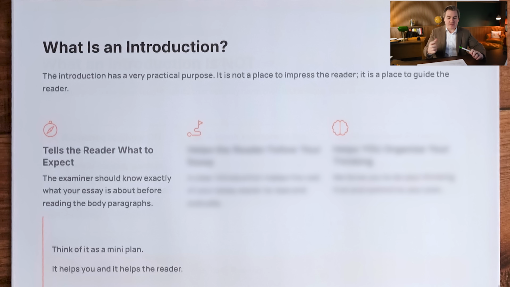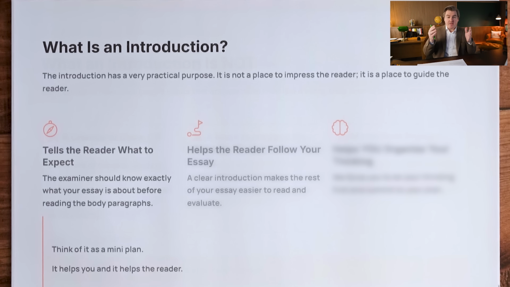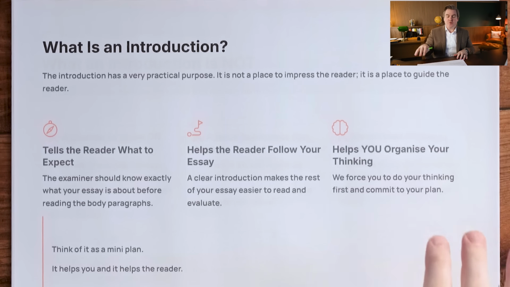It helps the reader. So it's much, much easier for the examiner, for the reader, to follow the rest of your essay, to follow your main body paragraphs, to follow your conclusion if your introduction is really, really clear and it tells them, here's what you're going to see. And it helps you organize your thinking. Anything that helps you organize your thinking more clearly and helps the examiner understand your essay is a very, very good thing. More importantly, what is an introduction not?